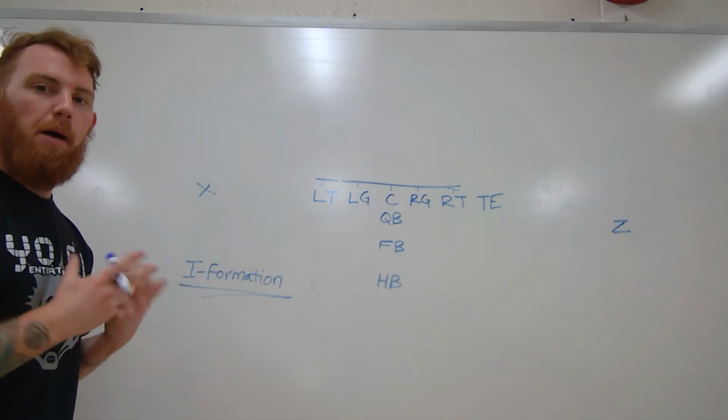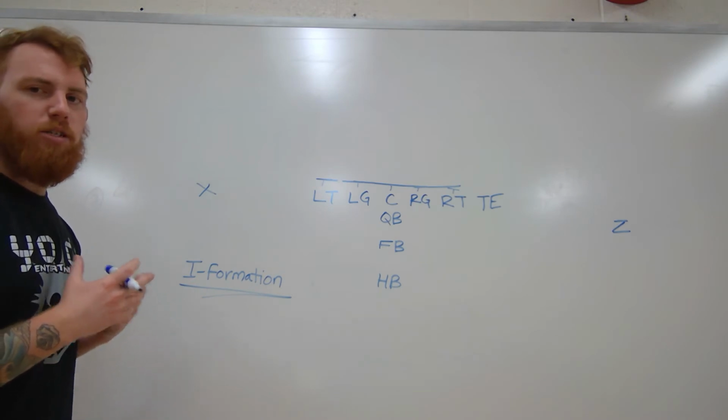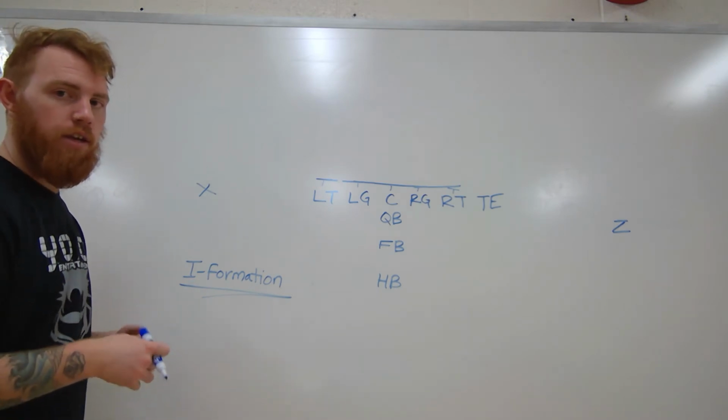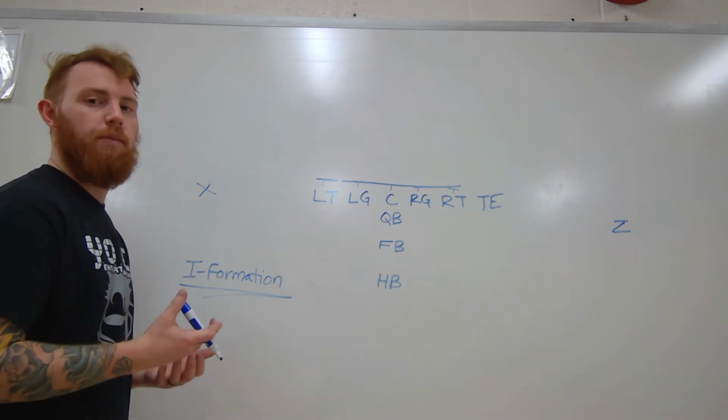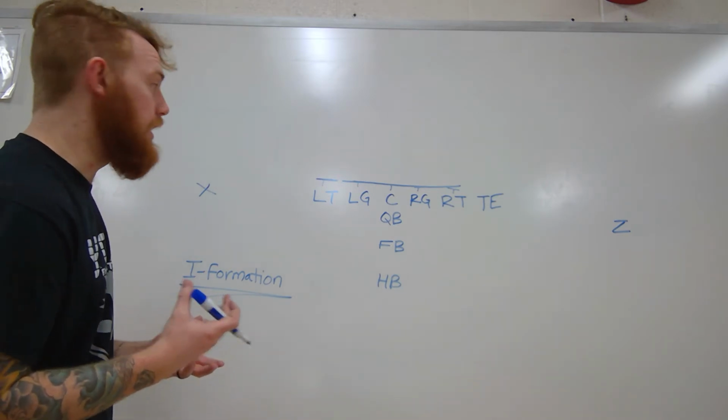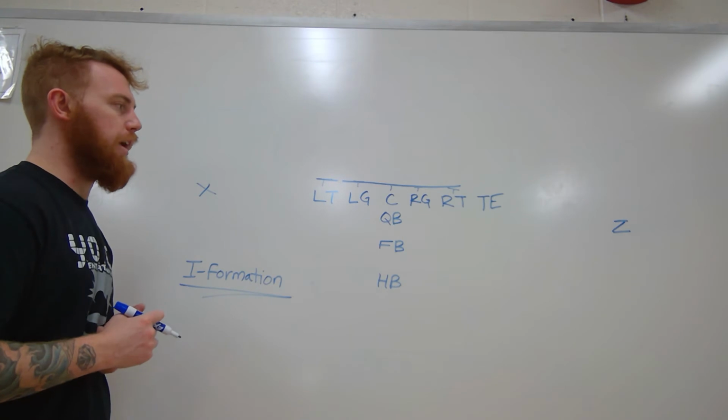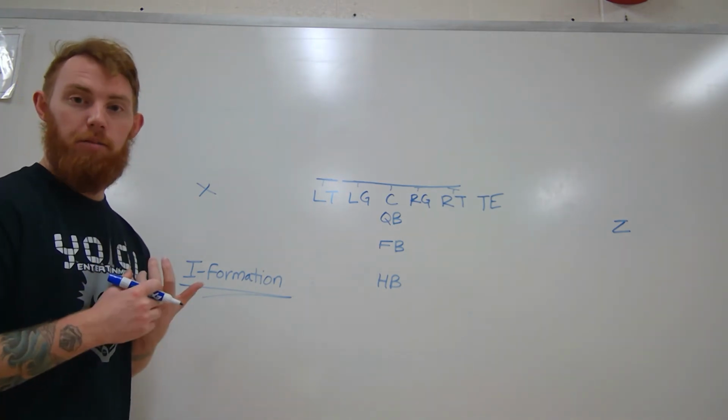I'm going to run one of my favorite plays. It's been run by so many teams in the West Coast offense, made famous by Bill Walsh and the San Francisco 49ers of the 80s. And what I'm going to call this play now is I formation double slant.